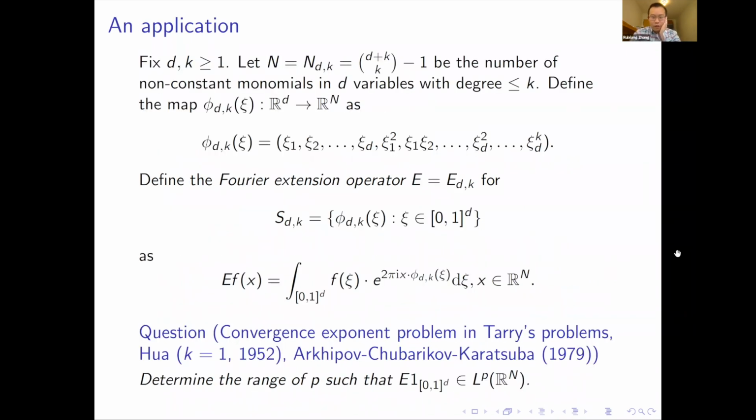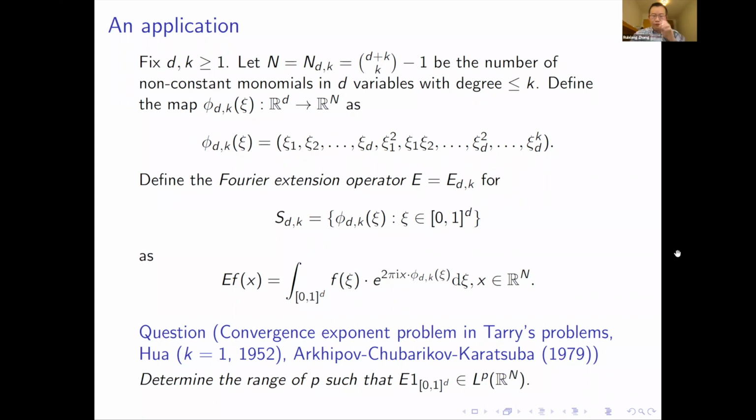Okay, so this is our main application. We were looking at the so-called Fourier restriction phenomenon for a certain manifold, which I also, by abuse of notation, call surfaces in this talk. And you fix the dimension and the degree. There's a very natural surface, or d-dimensional surface, if you want, in a Euclidean space that records all the monomials in d variables with degree less than k. So this is our map phi of d,k.